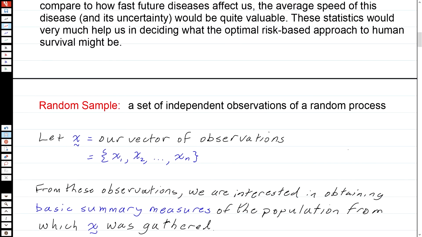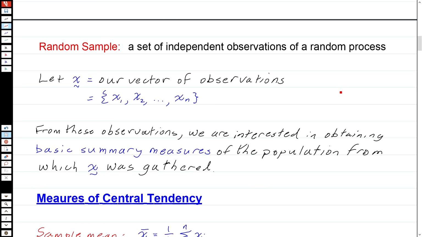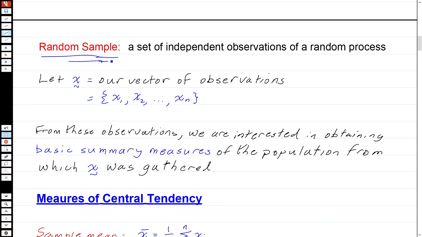Okay, so for the basic background information that we need to know, we start by defining something called a random sample. We'll use this quite a lot in this course. A random sample is defined as a set of independent observations of a random process. We're going to call these observations x1, x2, up to xn, and I'm going to write this as a vector. I'm showing a vector here as an x with a tilde underneath it.